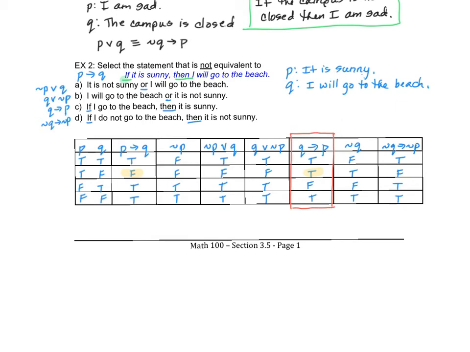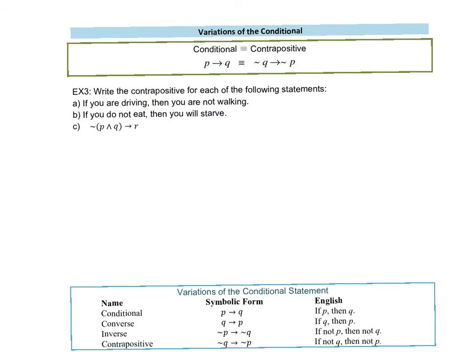And then that would be C. If I go to the beach, then it is sunny. So that is not equivalent to if it is sunny, then I will go to the beach. Which brings us to variations of our conditional statement. So again, remember, we have to be careful with conditional statements because the order matters. Every conditional statement is equivalent to what we call its contrapositive.